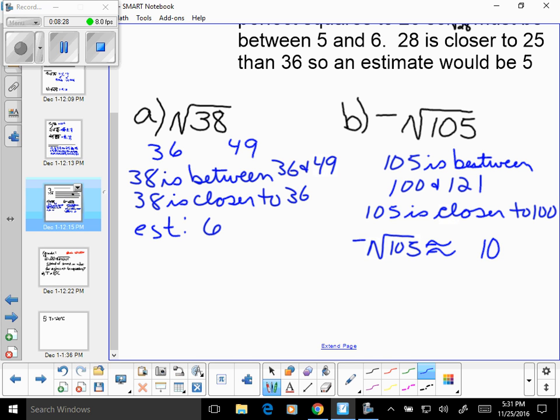Now, the negative sign is always put in last. The truth is, you cannot take the square root of a negative number. However, you'll notice that this negative sign is outside of it. What this really says is we are going to take the opposite of the square root of 105.